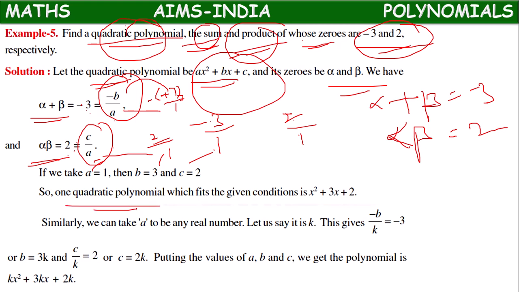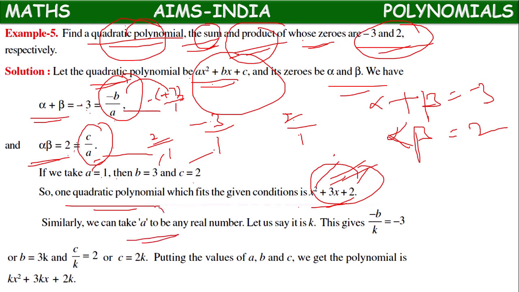So one quadratic polynomial is: a value is 1, 1x square. B value is 3, 3x. C value is 2, 2. X square plus 3x plus 2. Just by guessing, directly we can write the quadratic polynomial.